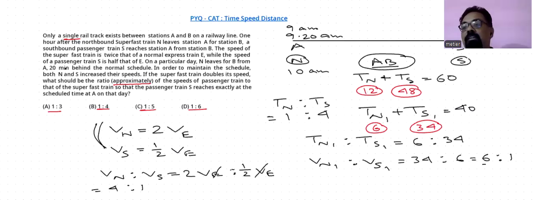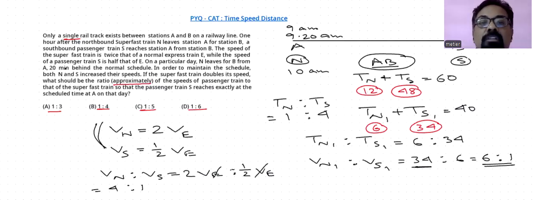Right? Now, some students may think why it is not 5:1. Check it. If it would have been 5:1, this value here should be something around 30. If it would have been 31, 32, then we can easily say 5:1. The moment it is more than 33, it is closer to 36 now. So it will be 6:1. Now Vn is to Vs, the new speed ratio, will be 6:1.